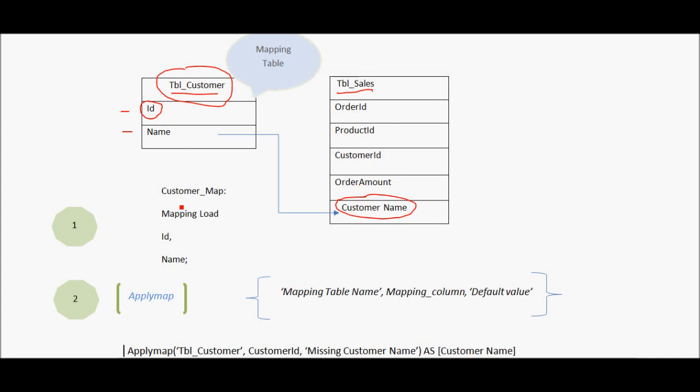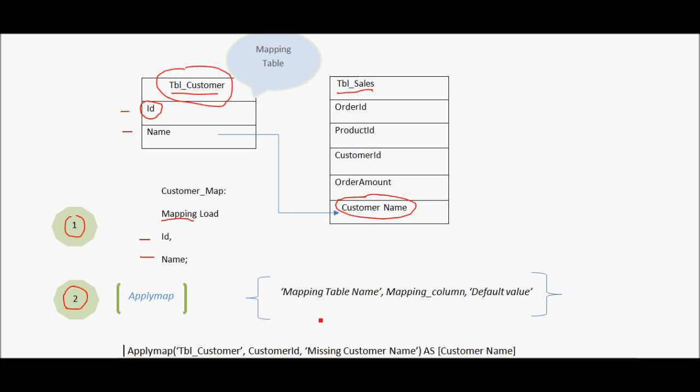Mapping gets created by appending the mapping prefix to the load statement, as you see here, and that is followed by two fields in the mapping table. So once the mapping gets created, that's step number one. The next step is to apply this mapping in the preceding load using the ApplyMap function.